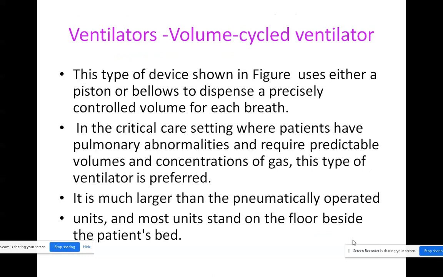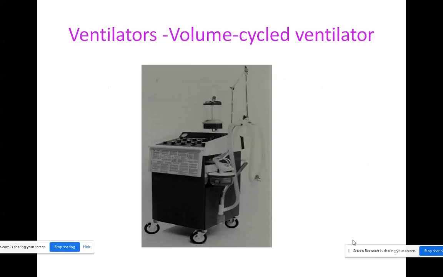So this type of device, shown in the figure, uses either a piston or bellows to dispense a precisely controlled volume for each breath.